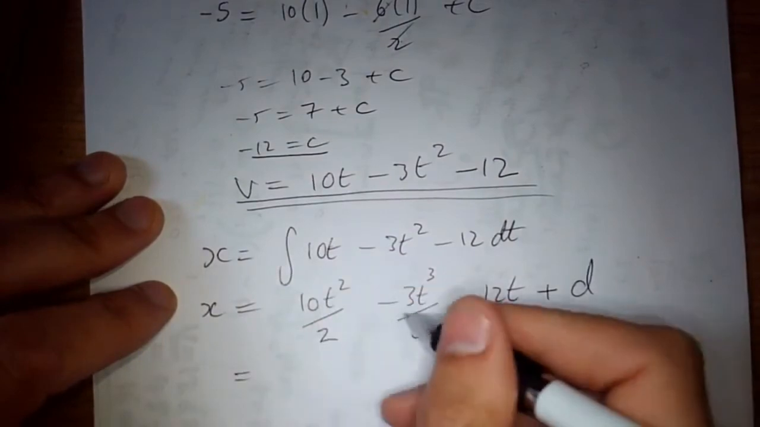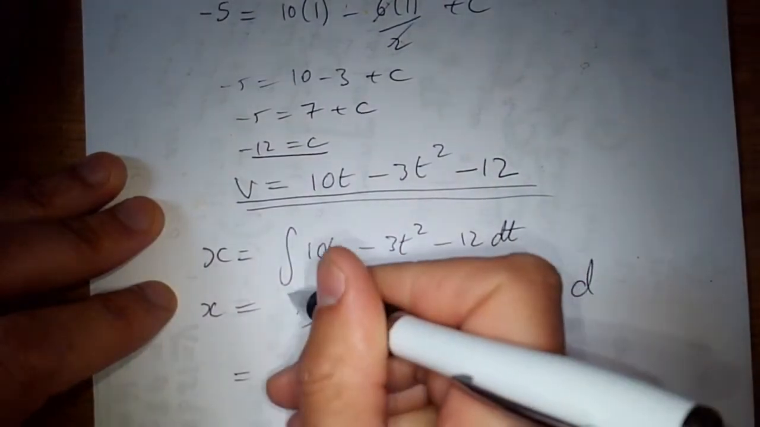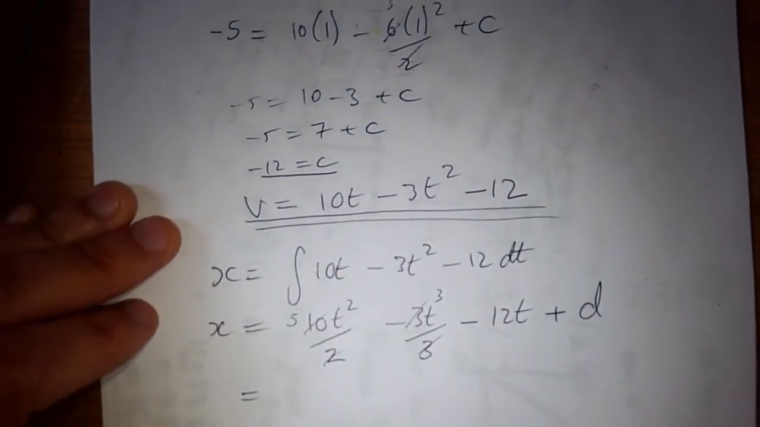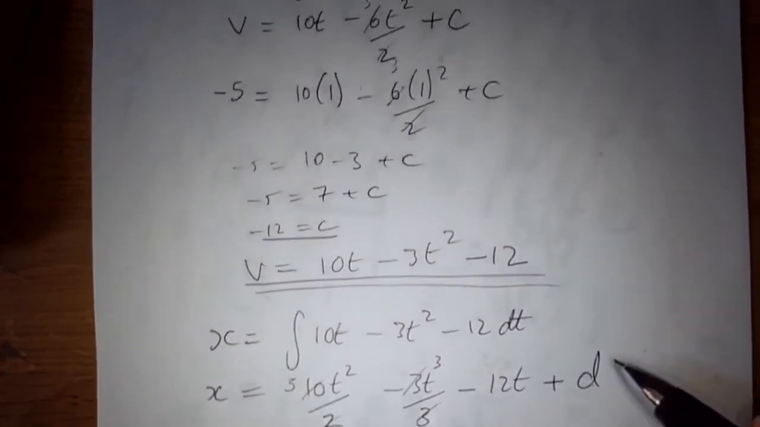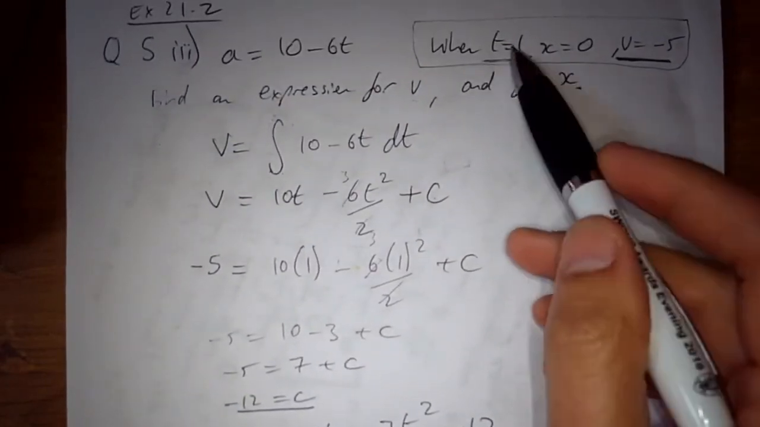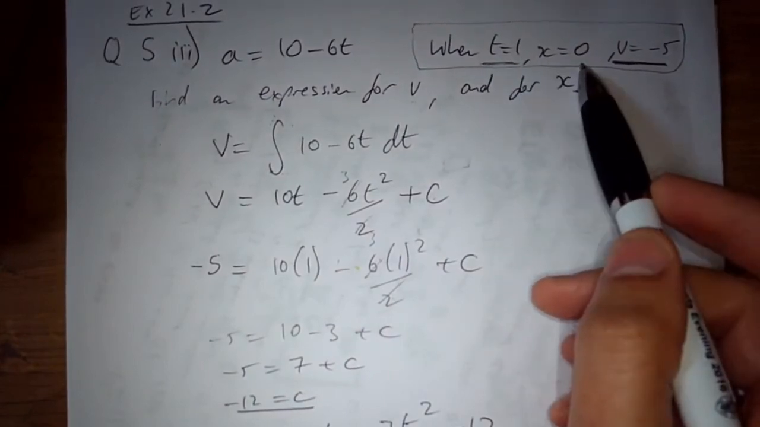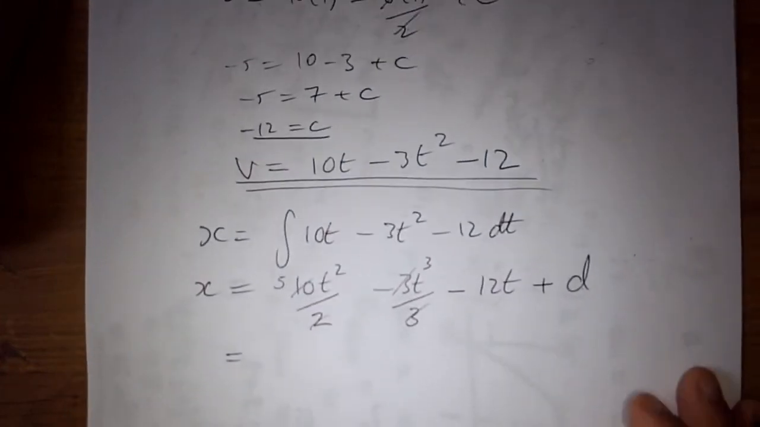Now then, some of this will cancel. This 3 and this 3 will cancel. This 10 and this 2 will cancel to be 5. So you can tidy that up, but we still need to suss out what d is. So we have to go back up to these values up here. We know that when t is 1, x is 0. So I'm going to be substituting in t is 1 and x is 0.